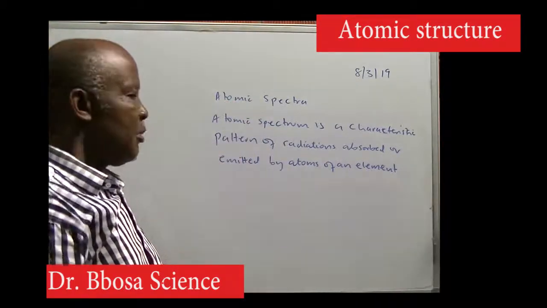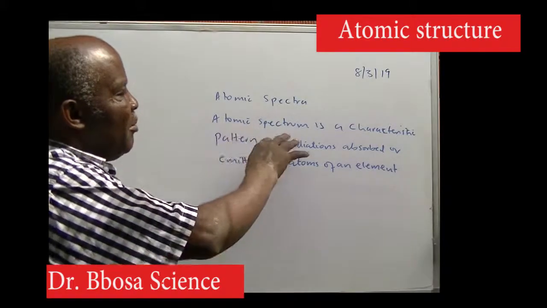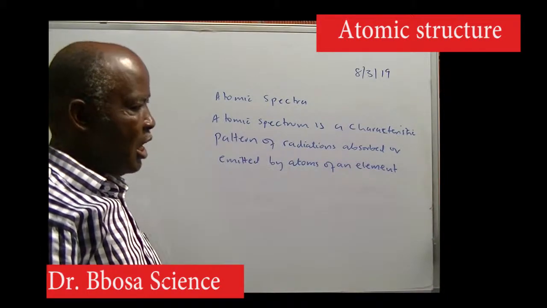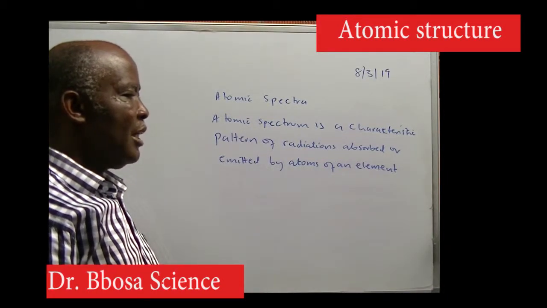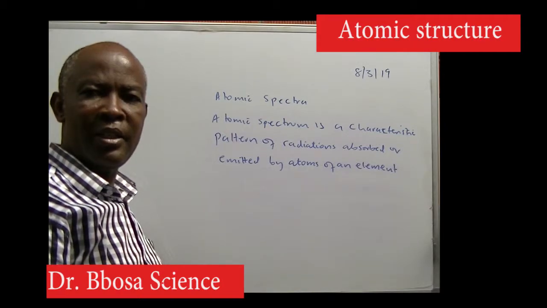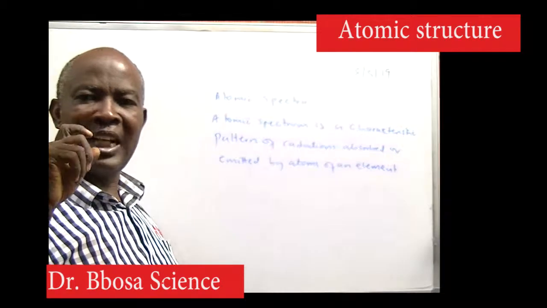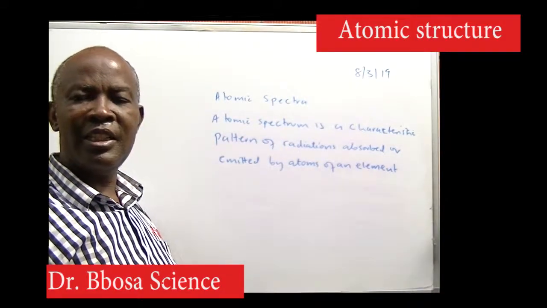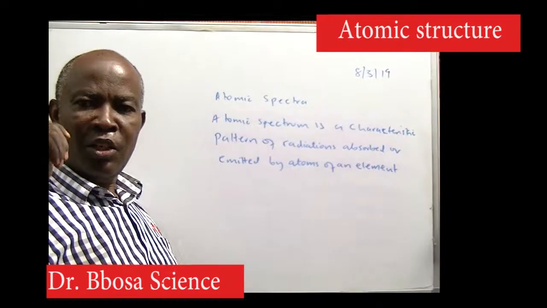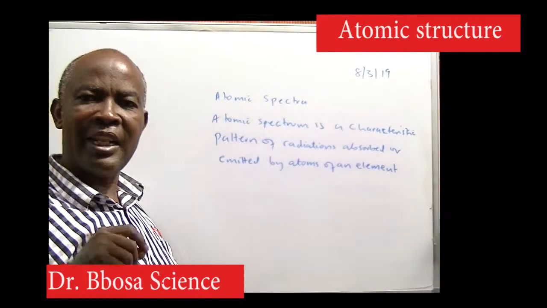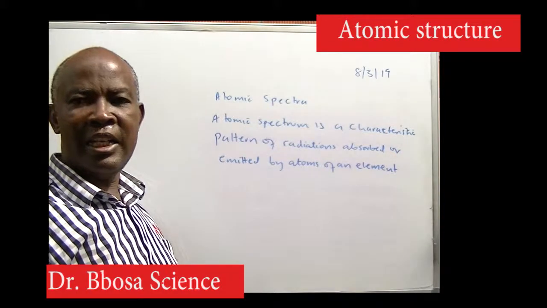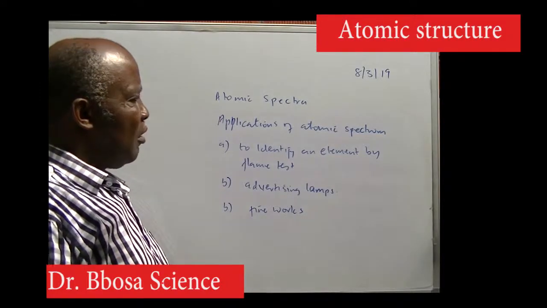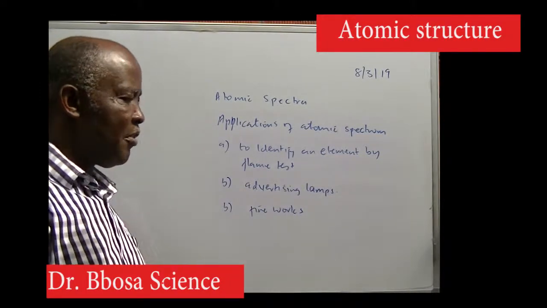Atomic spectrum. An atomic spectrum is a characteristic pattern of radiation absorbed or emitted by atoms of an element. Each atom produces a characteristic pattern of absorbed or emitted radiation. Different patterns can be used to identify an element. Application of atomic spectrum: to identify elements by flame tests.